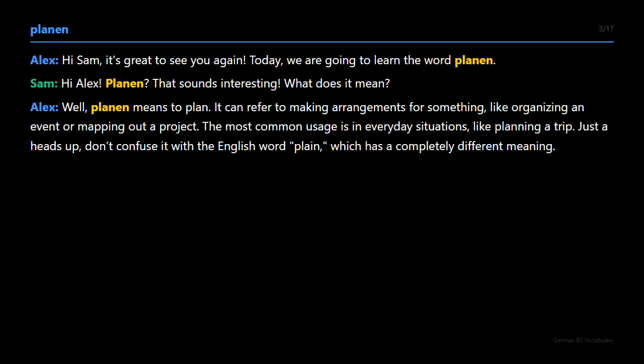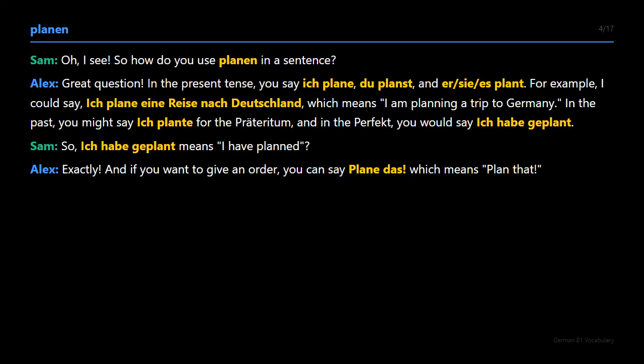Oh, I see. So how do you use planen in a sentence? Great question. In the present tense, you say, Ich plane, du planst, and sie, es plant. For example, I could say, Ich plane eine Reise nach Deutschland, which means I am planning a trip to Germany.